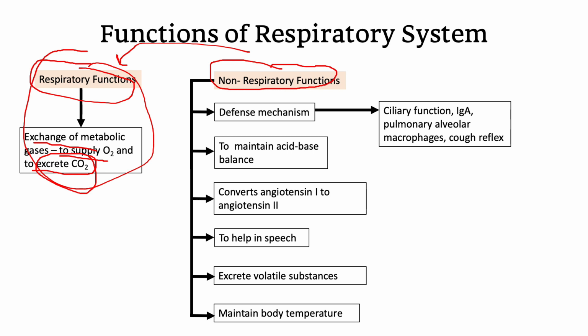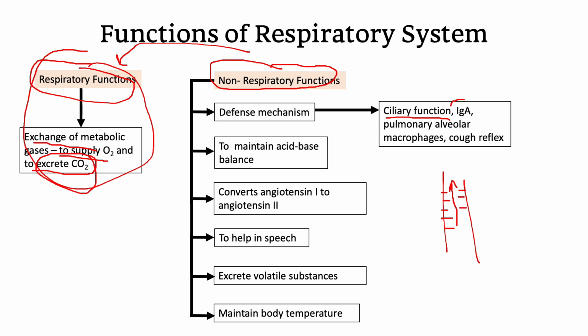Then we have these non-respiratory functions. Again, we can divide it into defense mechanism. In defense mechanism, of course, we have ciliary function. If we look at the respiratory tract, especially the upper part of the respiratory tract, it is lined with cilia. The cilia serves as a defense mechanism. The cilia will actually move out any infection, any dust, or any pathogen from the respiratory tract.